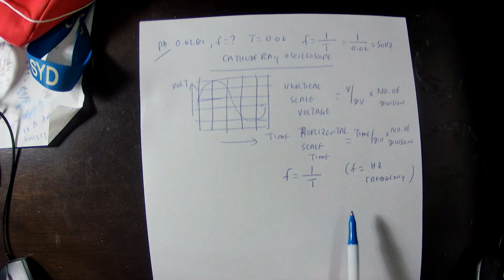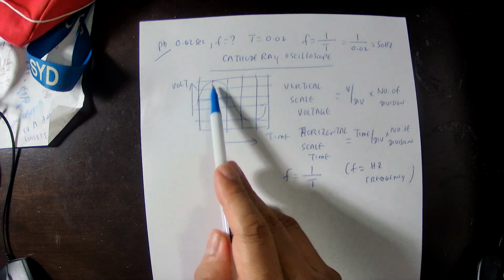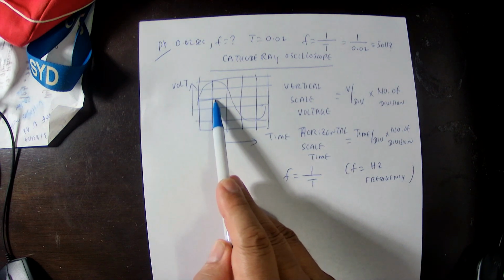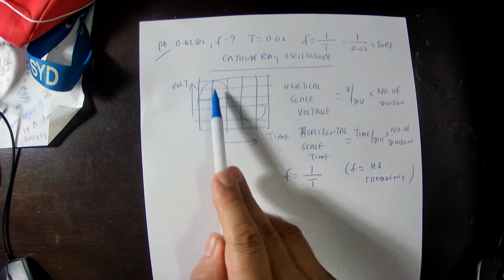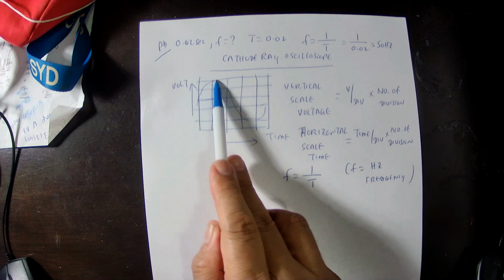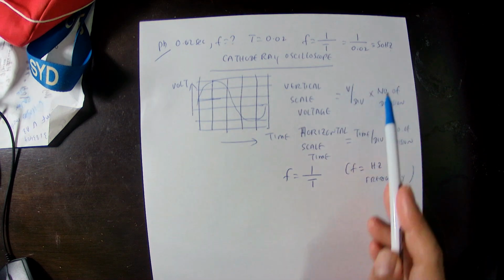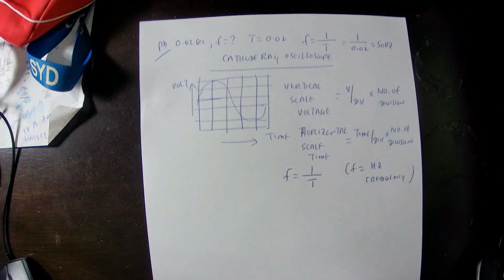In this case, you need to select the volts per division, so that you have to count how many divisions there are from the zero axis to the maximum peak value. Number of divisions multiplied by volts per division, you can calculate, you can measure the voltage.